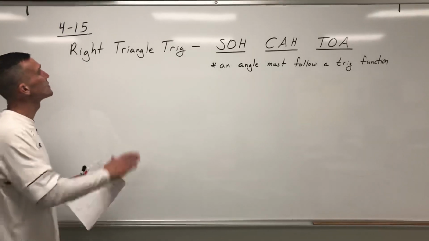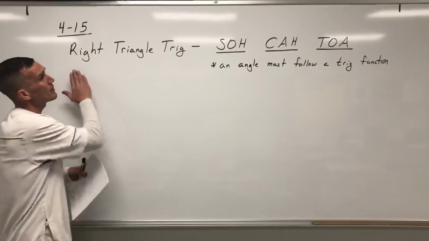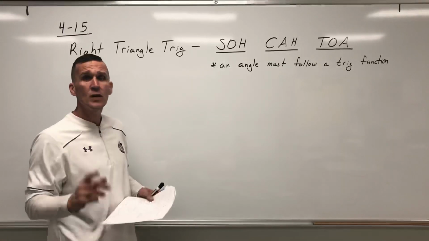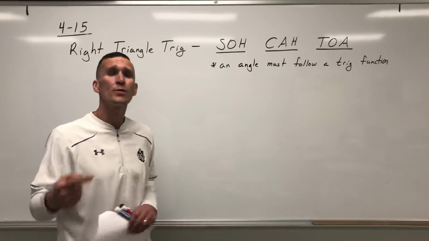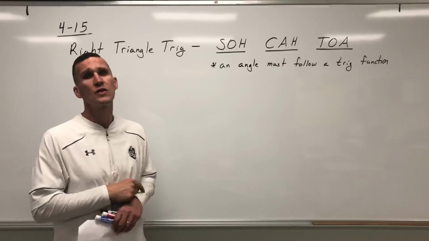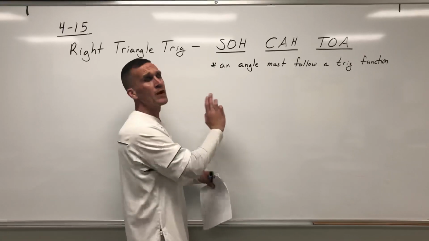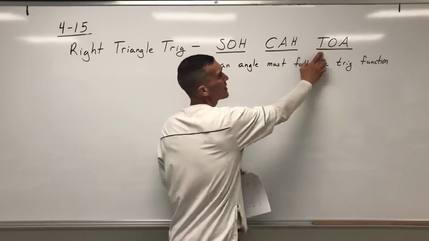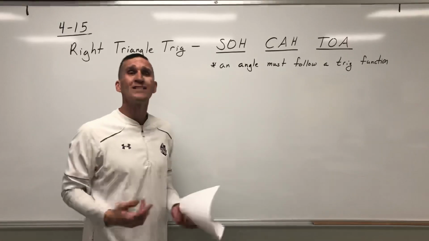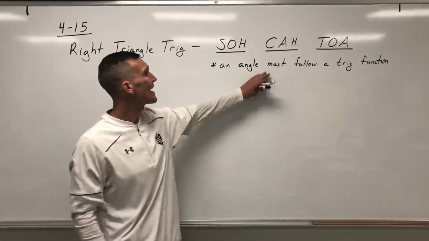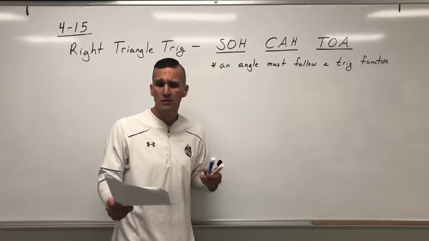All right, you guys, we talked about Pythagorean theorem and right triangle trig. Yesterday, we only set up the equations. Today, we're gonna set up the equations and solve for the variable. So remember, to do right triangle trig, we got a little mnemonic device, SOHCAHTOA. And whenever you're doing sine, cosine, or tangent, an angle must follow the trig function.